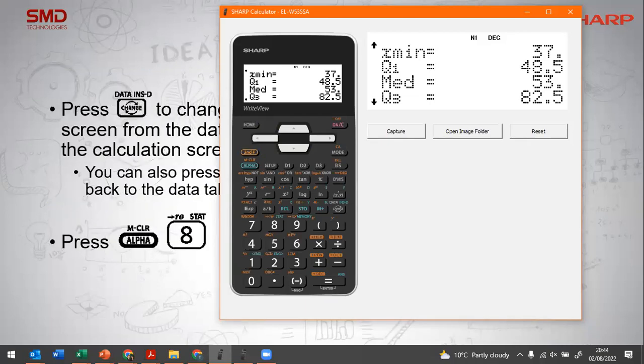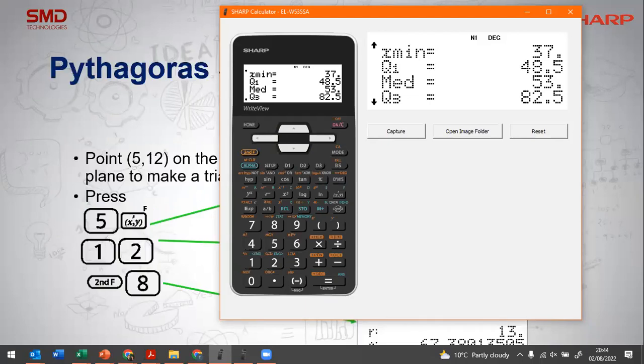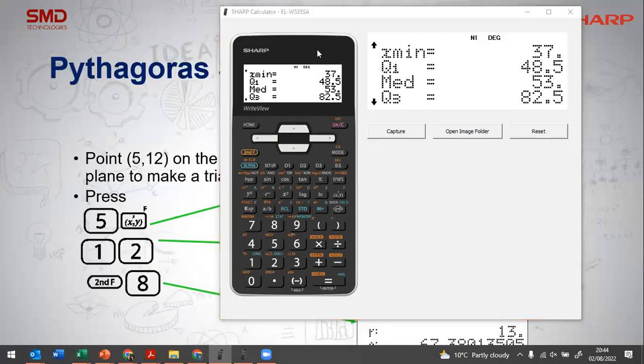So I'm going to go back because the question for Pythagoras was, how will I know that the angle is adjacent or opposite?